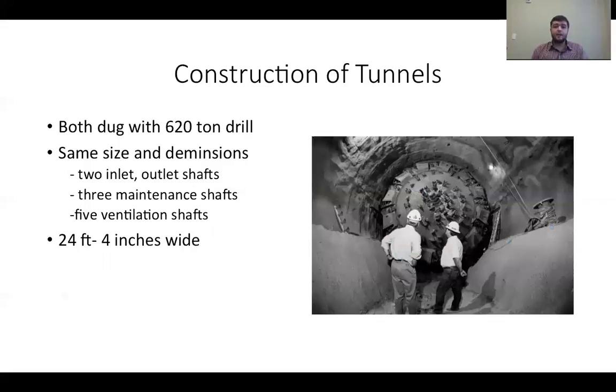Now, the construction of the tunnels, both were dug with a 620-ton drill, the Robbins model TBM drill. They were both built in the same size and dimensions. But what I mean by that is they were both built in the same way. You can see here that they all had the same size shafts. They were both 24 feet 4 inches wide. Both had a 2-degree decline with a 32-foot difference in the inlet to the outlet.